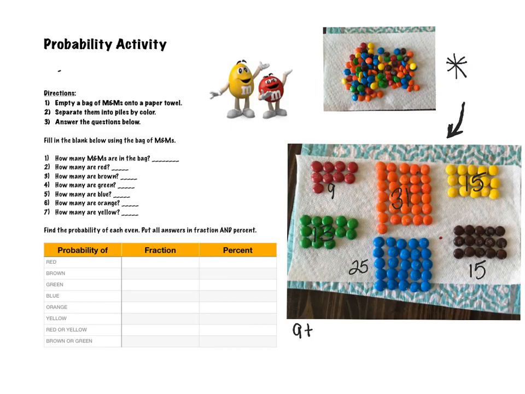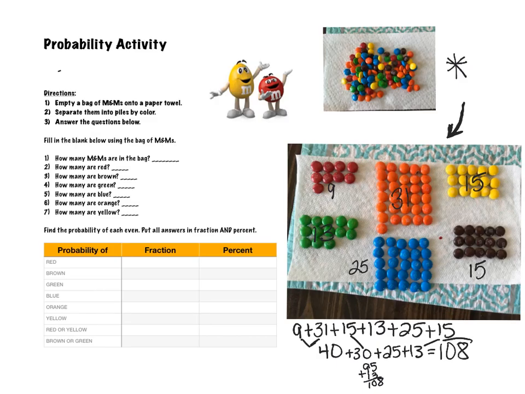We have 9 plus 31 plus 15 plus 13 plus 25 plus 15. So if I group this right here, the 9 and the 31, that gives me 40. If I group the 15 and the 15, that gives me 30. Plus the 25 plus 13. 40 plus 30 is 70. 70 plus 25 is 95. And then 95 plus 13, we have 108. So that's the total number of M&Ms that are in my bag.